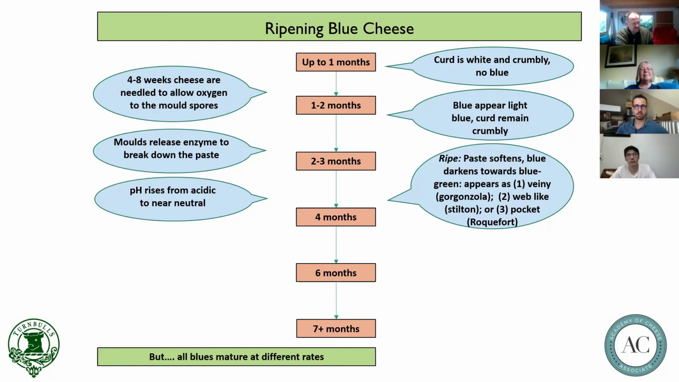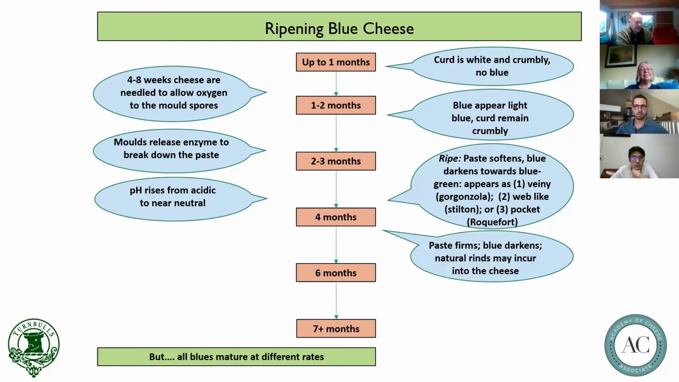The pH rises from acidic to near neutral. That's what your blue is doing for you. As you get old, the paste firms, it becomes harder, and the blue darkens. So at that ripe stage, you can almost use a knife, not butter would be too soft a word, but you would make a cream of it. If you scraped a knife over it, make a cream, not a crumble.